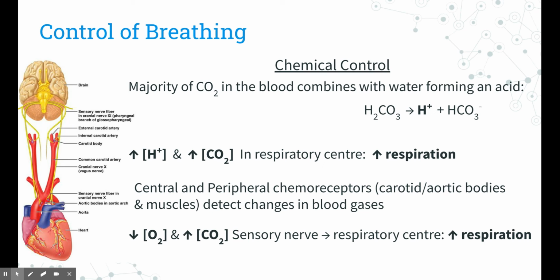So down here on the arch of the aorta are these aortic bodies, which are chemoreceptors connected directly to sensory nerves. And here as well in the carotid arteries, which deliver blood to the head, there are also carotid bodies connected to sensory nerves. When they detect low oxygen or high carbon dioxide, they stimulate the respiratory center to increase respiration.